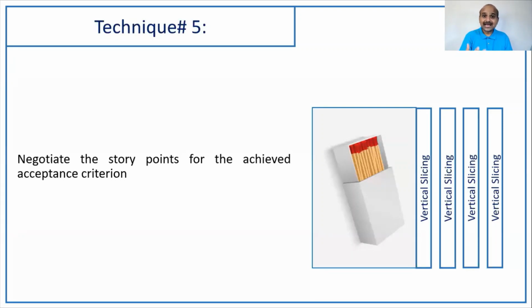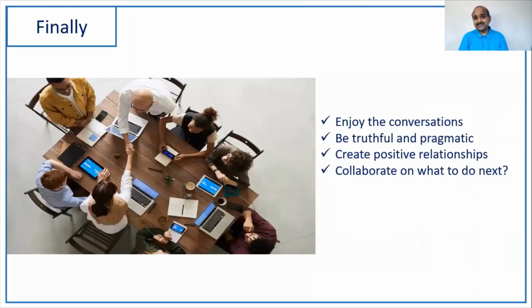So we need to negotiate, right? In case of vertically for the acceptance criteria, we demonstrate the progress. And finally, my friends, I want to say that we need to enjoy the conversations. See, friends, I'm telling you, the conversations are rich conversations. The conversations will make us understand the product owner perspective. It makes us understand more details about the product, about the market, about our competitors.